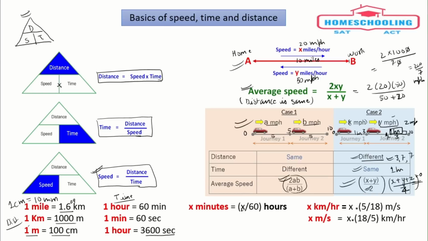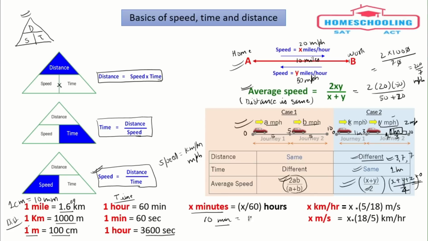Sometimes in a question, if you have to find speed, the time is given in hours, because most of the time the question is asked in kilometer per hour or miles per hour. But sometimes the time is given in minutes. So let's say the time is given as 10 minutes, but in the question we have to find the speed in miles per hour or kilometer per hour. So we have to convert those minutes into hours. How can we do that?